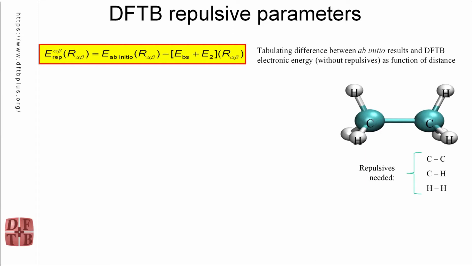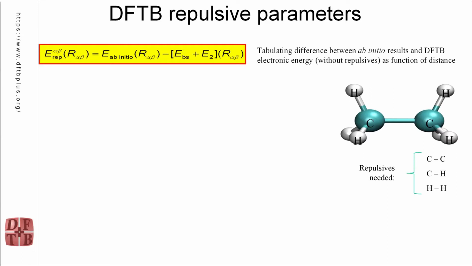So for example, taking a carbon-hydrogen system, if you were interested in modeling, say, hydrocarbons or hydrogen on top of a diamond surface or something like this, you need pairwise repulsive interactions between carbon and carbon, carbon and hydrogen, hydrogen and hydrogen in order to get a total energy calculation for this. And so you have to sit down and figure out a way to fit these kinds of things.